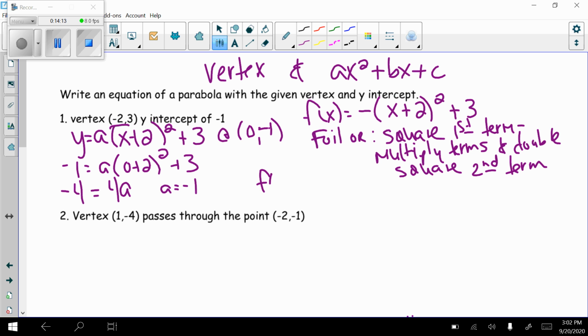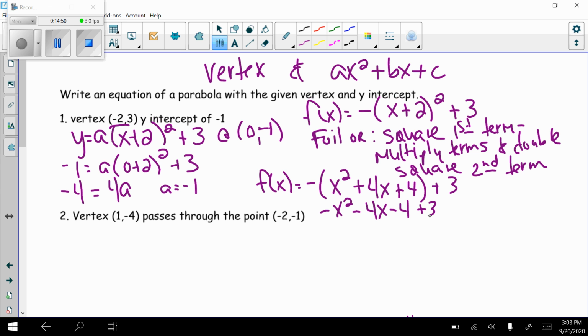So I will have f of x equals, I have the negative out front, so I'm going to put parentheses. My shortcut says I square the first term. My first term is x, so x squared. And it says I multiply my two terms together. X times 2 is 2x, and then I double it, so 4x. And then finally square the second term, which is a 2. 2 squared is 4. Close my parentheses, and then I have the plus 3 at the end. I need to distribute my negative, so I get negative x squared minus 4x minus 4. The negative does not go with this 3, so plus 3.